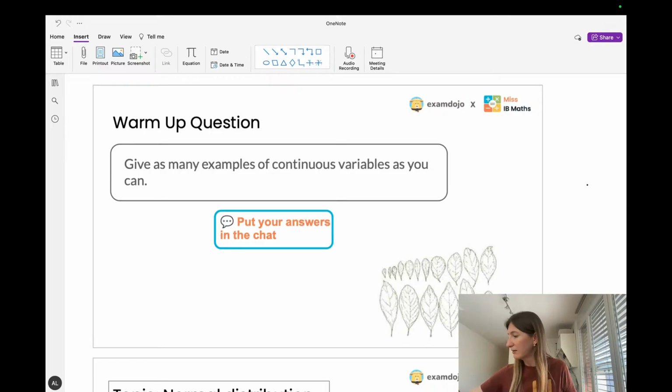Very nice. Height, indeed. Skin color would not be a continuous variable. That is more of a category. So we call that qualitative data when you have categories. So things like colors. But yeah, weight, exactly, height. I'm looking this way because I have the chat on my iPad screen. And age, very good. These are all things that have units of measurement. So I'm 6 years old or 12 years old. They all have units of measurement.